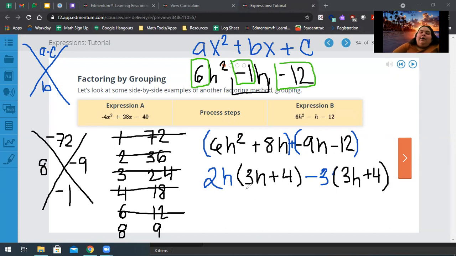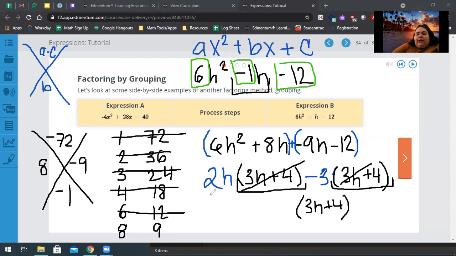So do you see here how 3h plus 4 and 3h plus 4, same thing. So I'm going to write out what I have in blue because I'm going to remove this. So if I remove it, let me just write it out here. There's 3h plus 4. I still have what I have left over for blue, which is 2h minus 3. So we use the giant X again, but we apply it a little bit differently. That is your complete factored by grouping.